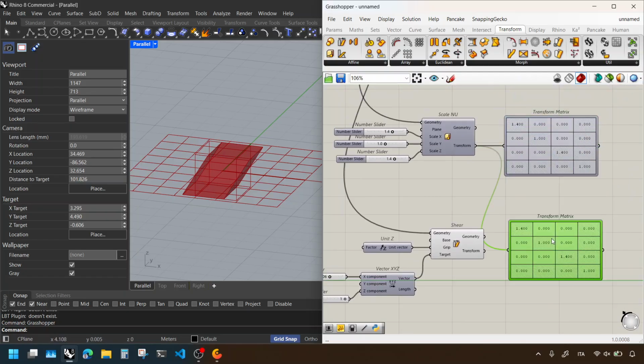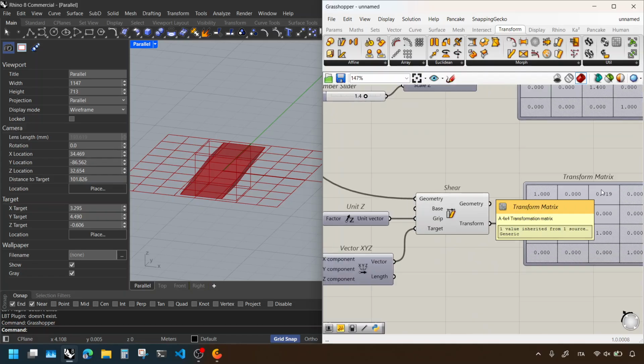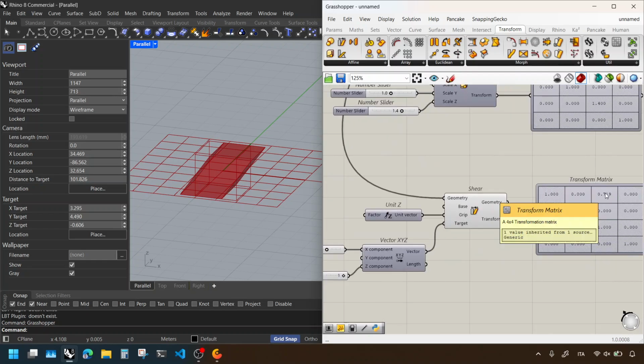And we can also see the transformation matrix. Where does this number go? This 0.606 goes in the third column and first row. Why is it like that? Because we're moving along x, so the first row, perpendicular to the z unit vector, so it's in the third column.